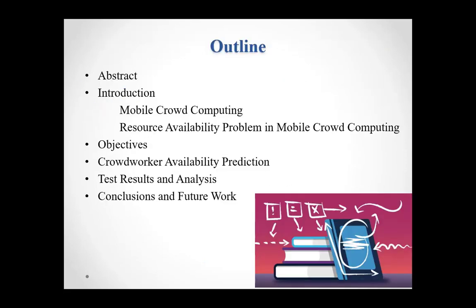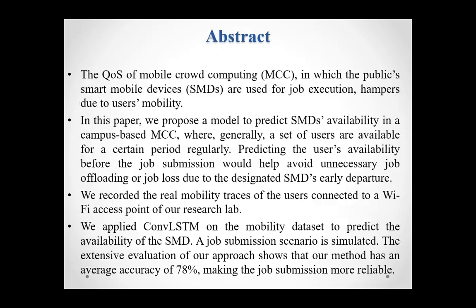Before I start presenting, let us first understand the outline of my presentation. First, I will discuss the abstract, then the introduction, in which I will elaborate two aspects: mobile cloud computing and the resource availability problem in mobile cloud computing. Then we will discuss the objectives. Then I will take you to a deep dive into crowd worker availability prediction, and we will discuss test results and analysis, followed by the conclusion and future work of this research paper.